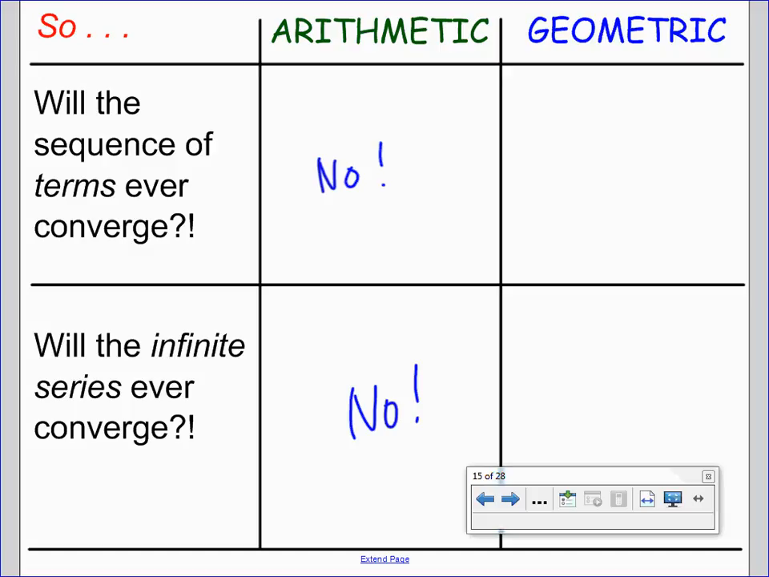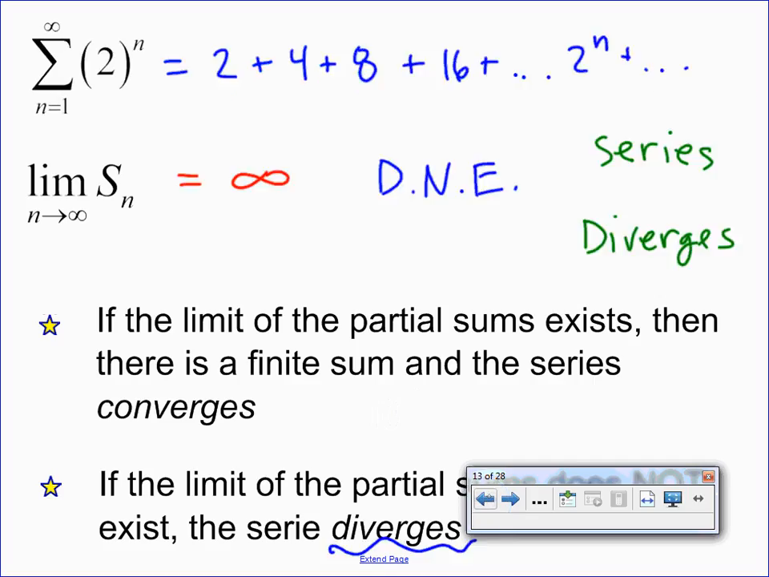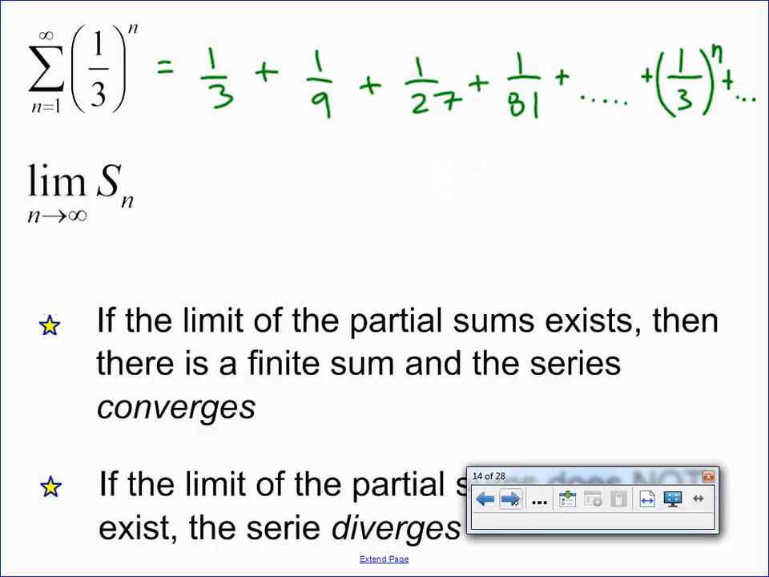Will the sequence of terms ever converge for geometric? Well, we just saw two geometric series. In the first case, we considered the geometric sequence given by g sub n is 2 to the n. Did the term values here converge? No. In the second geometric sequence, 1/3 to the n, did the sequence of term values converge? Yes. So what was qualitatively different between these two geometric sequences?